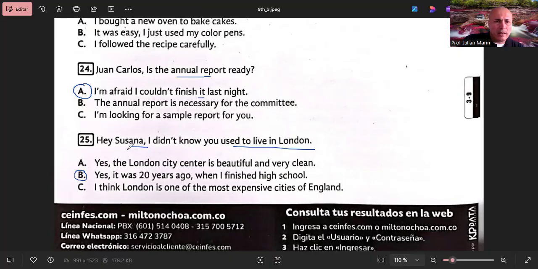because let's evaluate first the comment. Hey, Susanna, I didn't know you used to live in London. Used to live means what happened in the past, but not anymore. And then this response says, yes, it was 20 years ago when I finished high school, right? So it's talking directly about something that happened in the past that's no longer happening, right, in present time. So that is why I will select B.